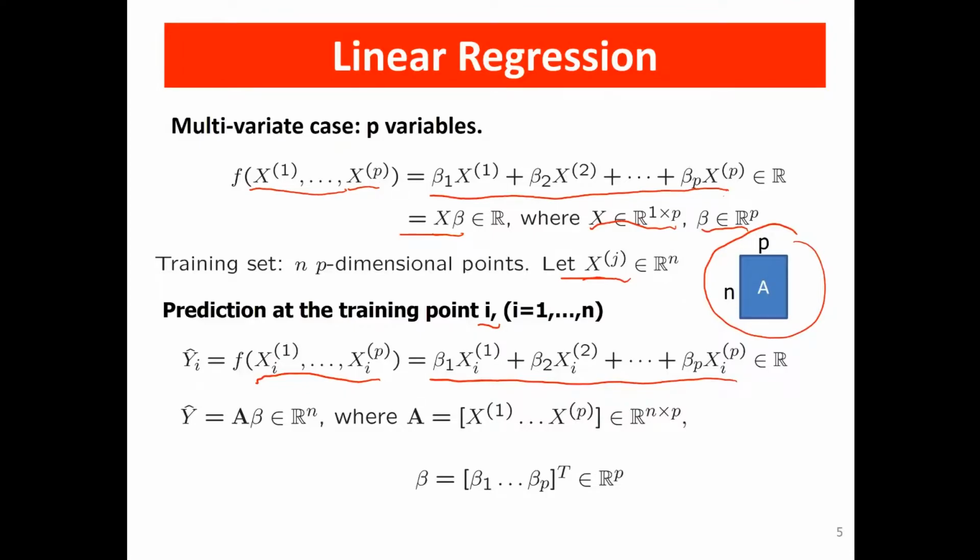I can do that for all i, and I can put these y hat i predictions into an n-dimensional column vector y hat. So y hat just contains the predictions at the n training points. Each coordinate of y hat, that is y hat i, is just the linear combination of the ith row vector of matrix A with the p-dimensional column vector beta, and I can rewrite this as the product of matrix A with the column vector beta. So matrix A is just these p column vectors. These vectors form an n by p matrix, and beta again is just the p-dimensional column vector.